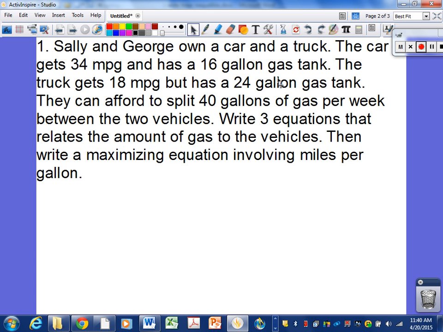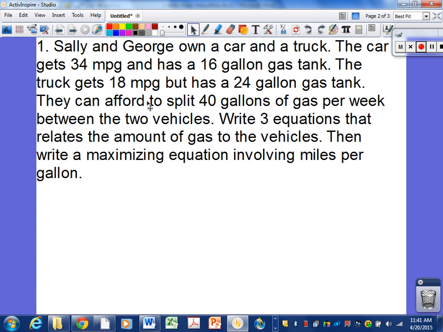You can't put 20 gallons of gas into a 16-gallon tank. It's going to waste 4 gallons of gas and spill it all over the floor. You don't want to do that. This is a constraint. The truck has some other ones, 18 miles per gallon, and it has a 24-gallon gas tank. It gets less MPGs, but it holds more gas.